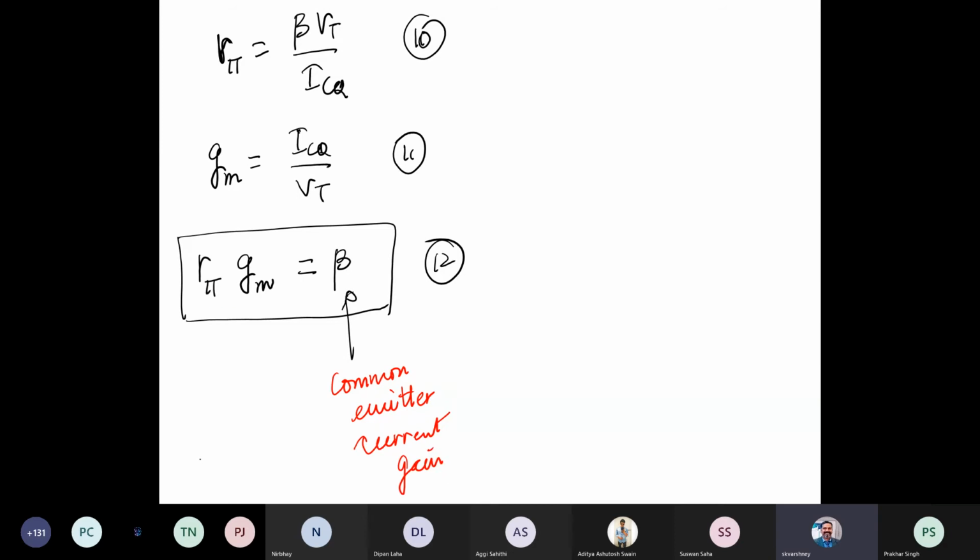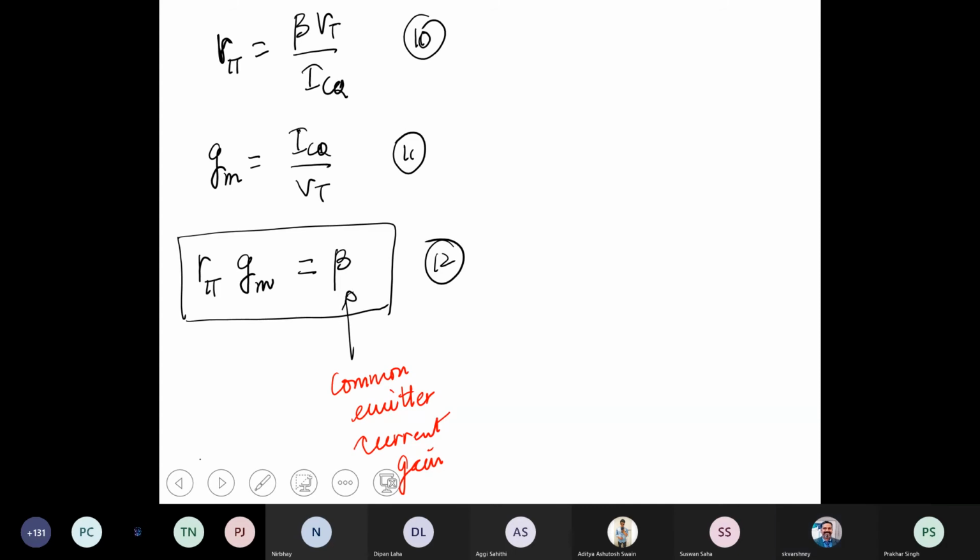So we can now represent this in terms of the product of two coefficients or two variables which come from the small signal AC analysis part. It has a diffusion resistance R pi and a transconductance gm that give rise to the common emitter current gain. Okay, so what we do here, let's say we start with an analysis part.